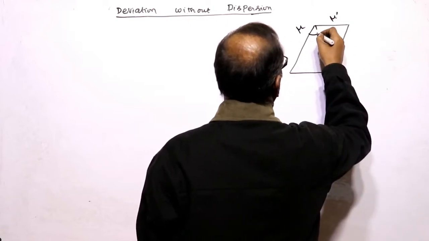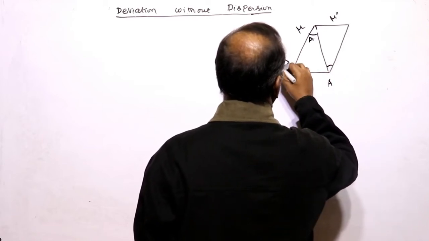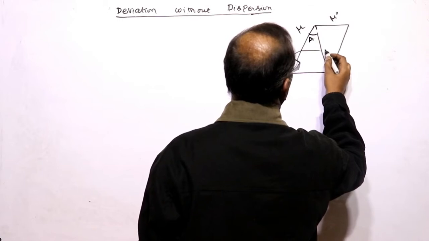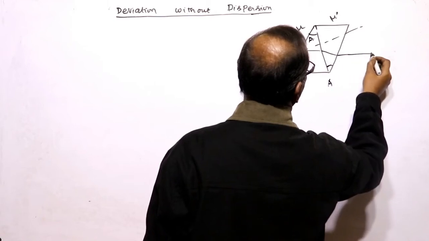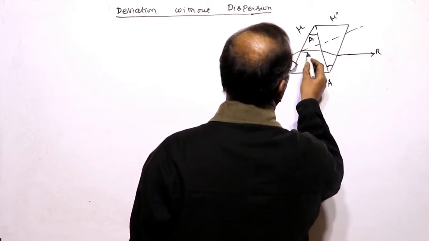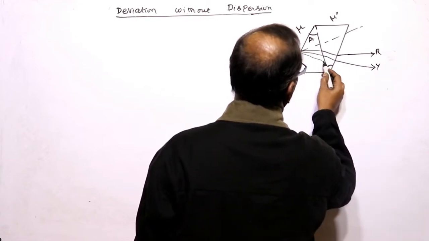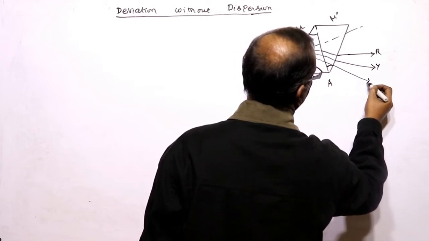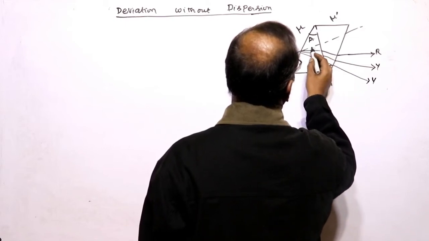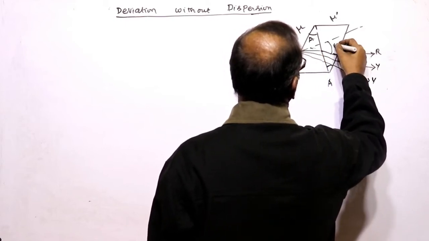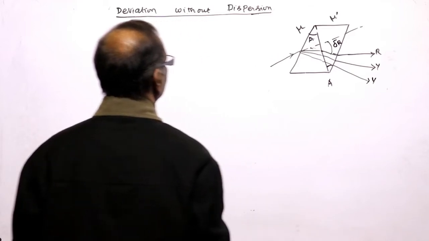prism, angle of prism for the first one, this is angle of prism for the second one, this is angle of incidence. After refraction, it will go like this, and further we will get like this. This is red, yellow, and violet. So there is a certain angle of deviation between the incident ray and the refracted ray.